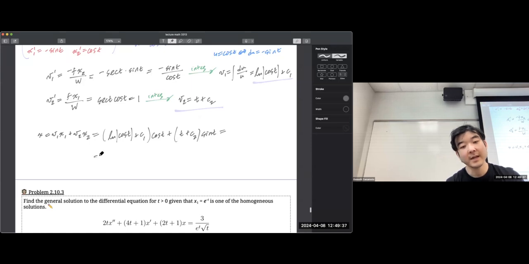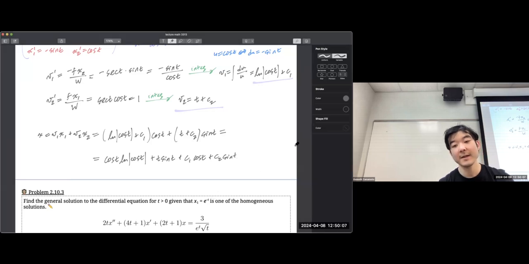And if you multiply this out to try to get the particular solution and the homogeneous solution to separate out, it's going to be cosine times ln of the absolute value of cosine of t, and then plus t times sine of t. And then the rest of it is just your homogeneous solution: c1 cosine of t plus c2 sine of t.